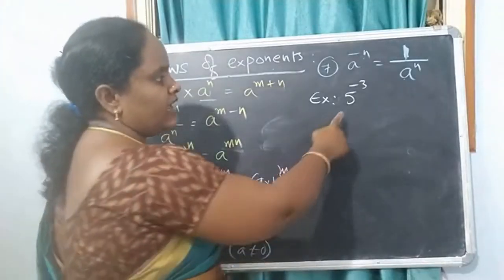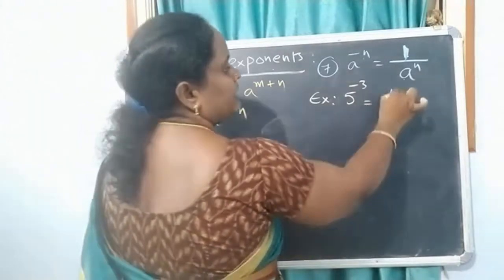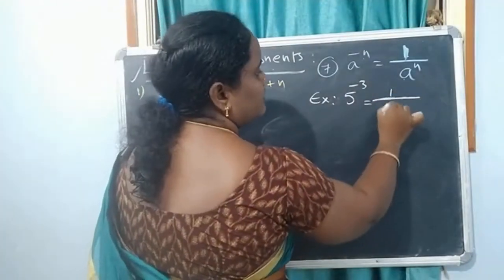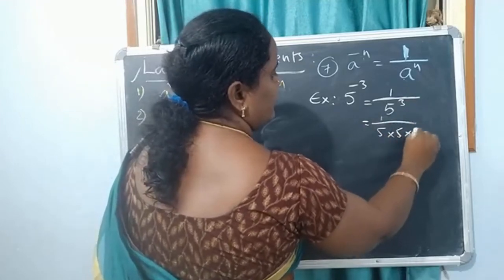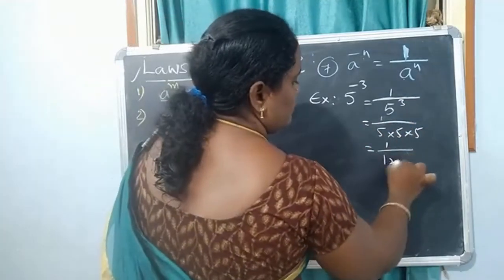For example, if we have 5 power minus 3, that can be written as 1 divided by 5 cube. That is 1 by 5 into 5 into 5. That is 1 by 125.